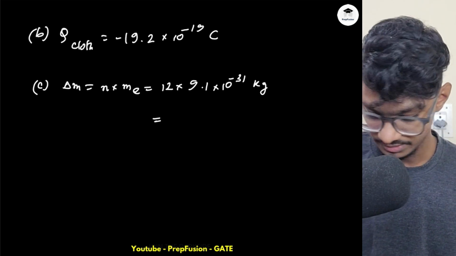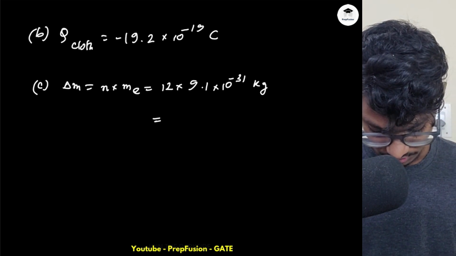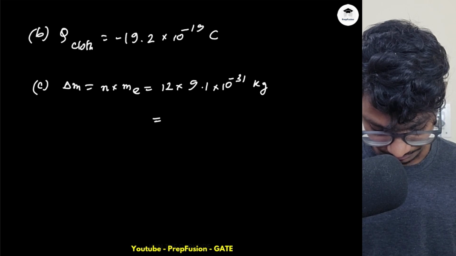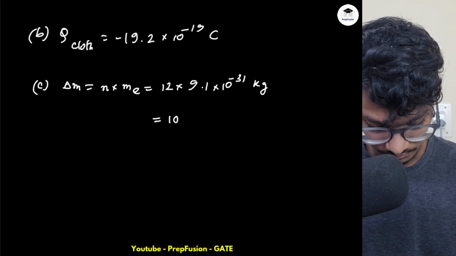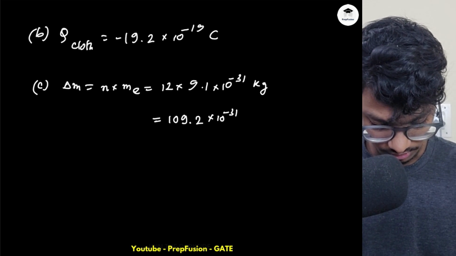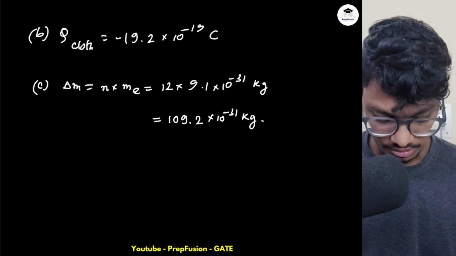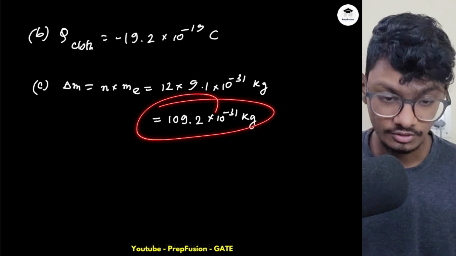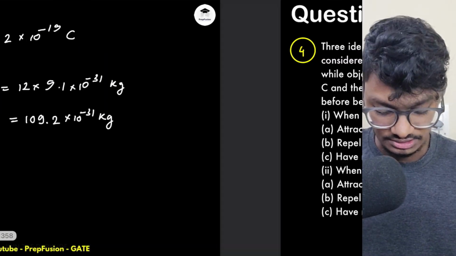This is very, very low, but still it is some quantity of mass. So if I multiply this by 12, what will this come out to be? 12 into 9.1 will be 109.2 into 10 raised to power minus 30 kg. So this will be the transfer of mass basically. This is the answer for this third question.